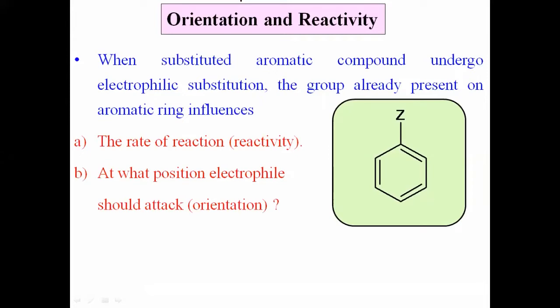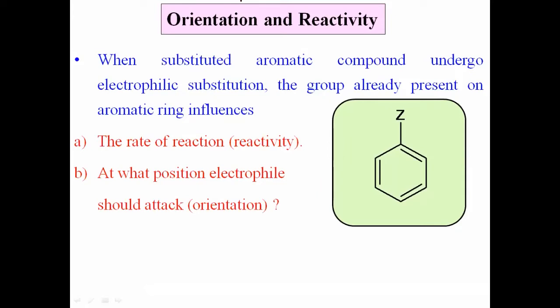At what position should the electrophile attack? That group which is already present on the aromatic ring can influence at what position the electrophile attacks. Different types of groups can influence the orientation of the aromatic compound towards electrophilic substitution. In some cases the electrophile attacks at the ortho position, para position, or in some cases at the meta position. And this is called orientation.